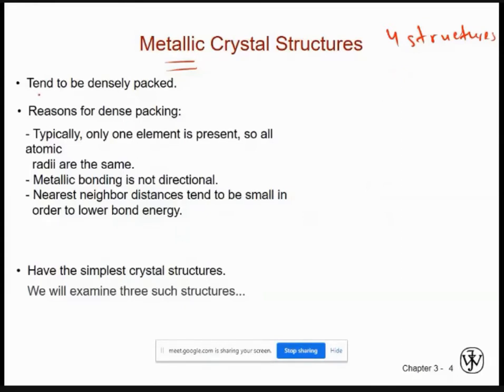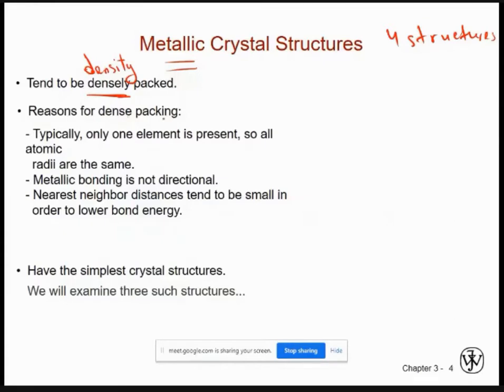So metals are usually packed densely. Here, dense, if I write this word, maybe it will resemble something for you. It comes from density. It means it will have higher weight. It will be difficult, let's say, to lift. So metals have higher density because they are densely packed.